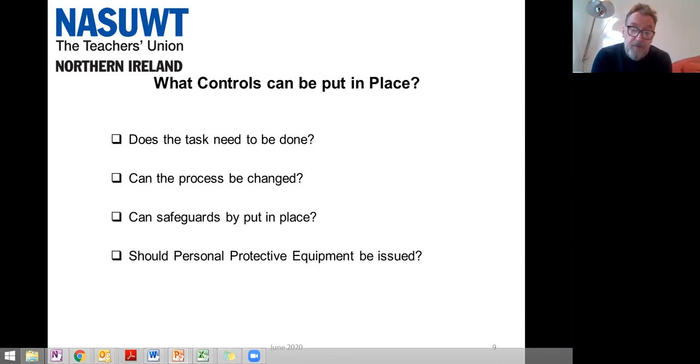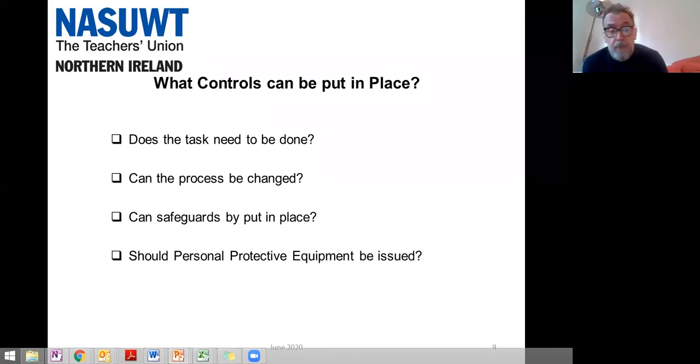So once we have identified the risks and those who are at risk, we need to put controls into place to reduce, or if possible, remove the hazard. What we can do is look through an example. The example I'm going to use is using wood in a technology room. So this should follow a hierarchy.